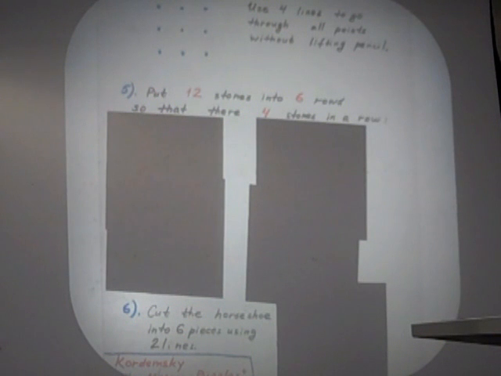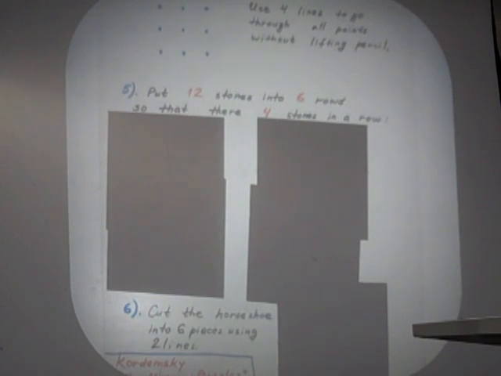Or put 12 stones into 6 rows so that there are 4 stones in a row. Children will tell you it's impossible, but then again, don't limit yourself. What are rows? Well, as long as they're on the line, that's a row for you, right? And so there are solutions for that which I will quickly show you.